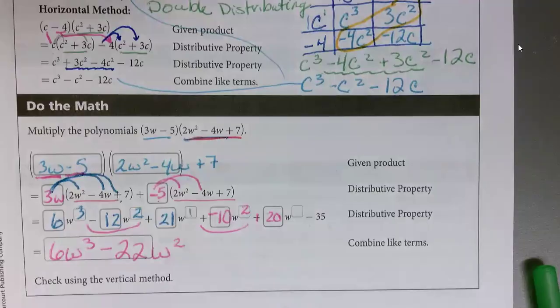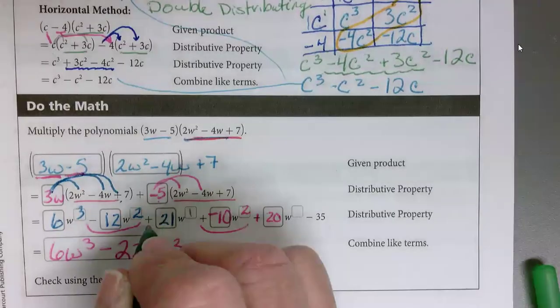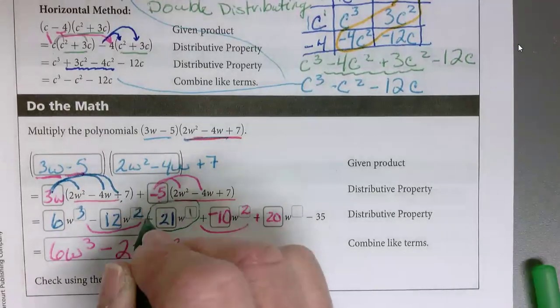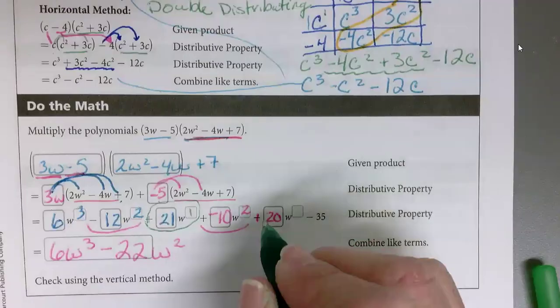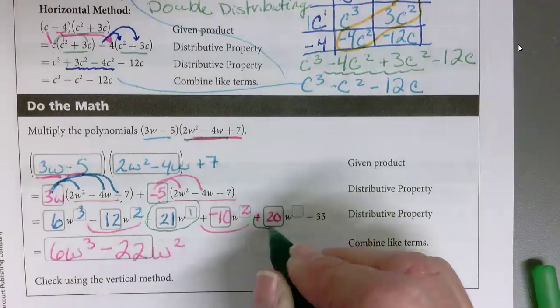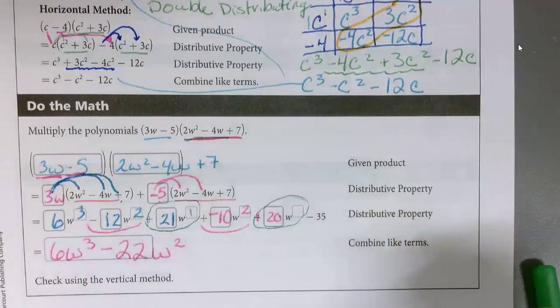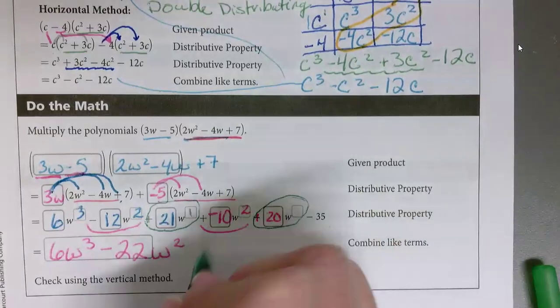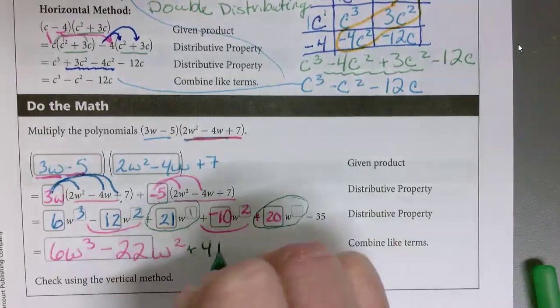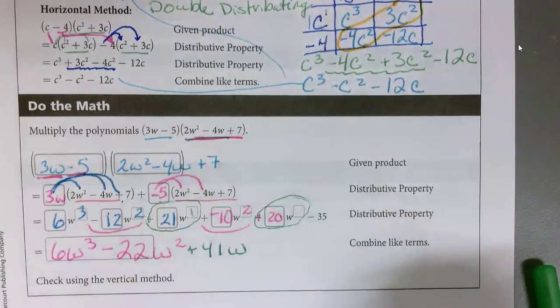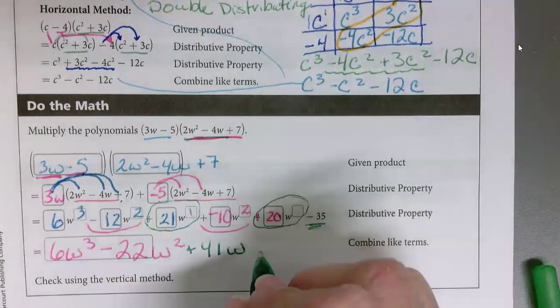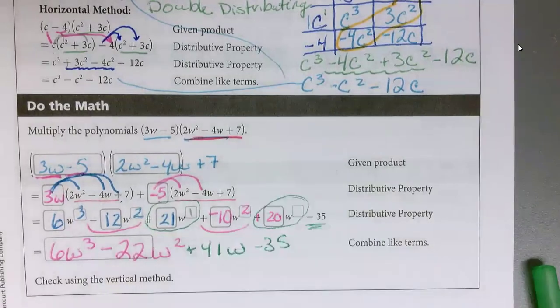Then our last part is going to be this 21w to the first power and a 20w to the first power. So 21 plus 20, we get plus 41w. And then he's all by himself, the negative 35. And that's where we are. Nice job, everybody.